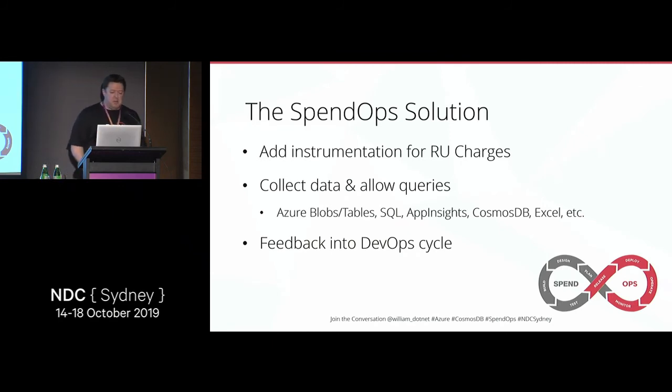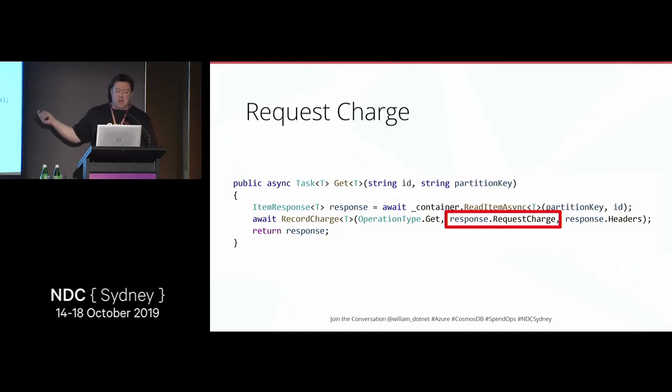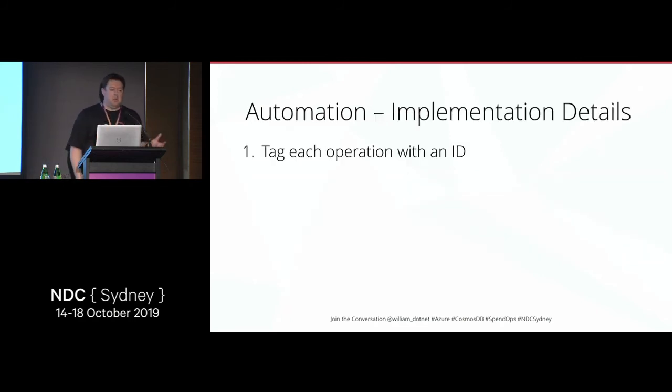Now the solution for SpendOps is, with enough instrumentation, we can collect the right types of data. We can persist it anywhere, as long as we can query it, and then feed that information back into our DevOps lifecycle. Cosmos makes this very easy, or at least the Cosmos SDK does. Each response back from Cosmos will give you a request charge and, like I mentioned earlier, the query metrics. So we can start collecting this information and building things into our application to tag our requests to Cosmos. It could be as easy as an operation ID or some sort of feature name.